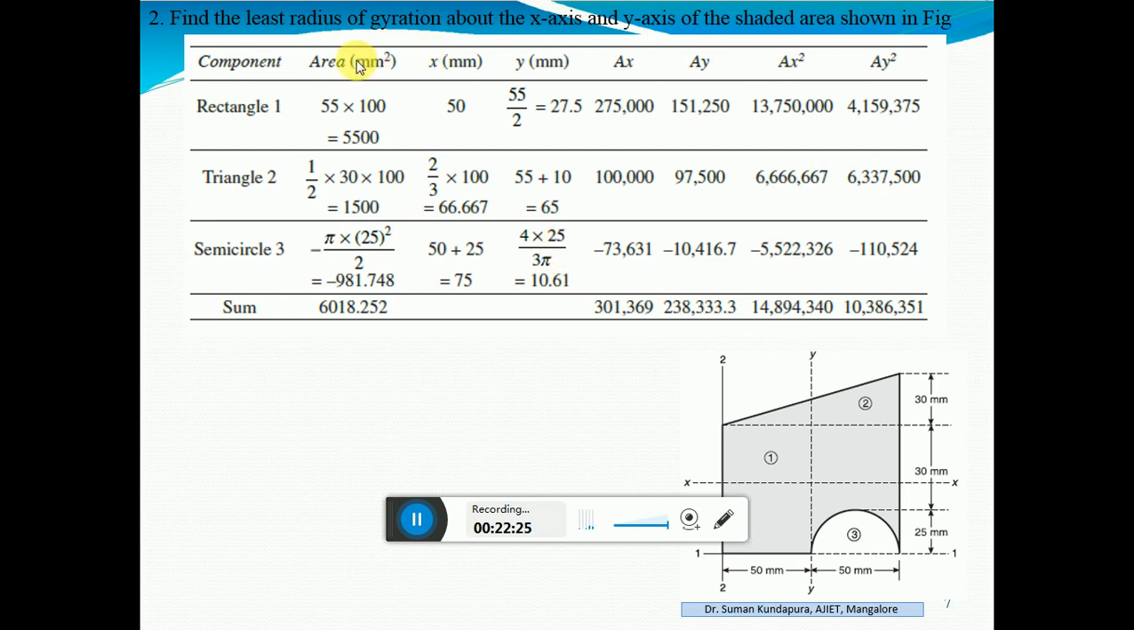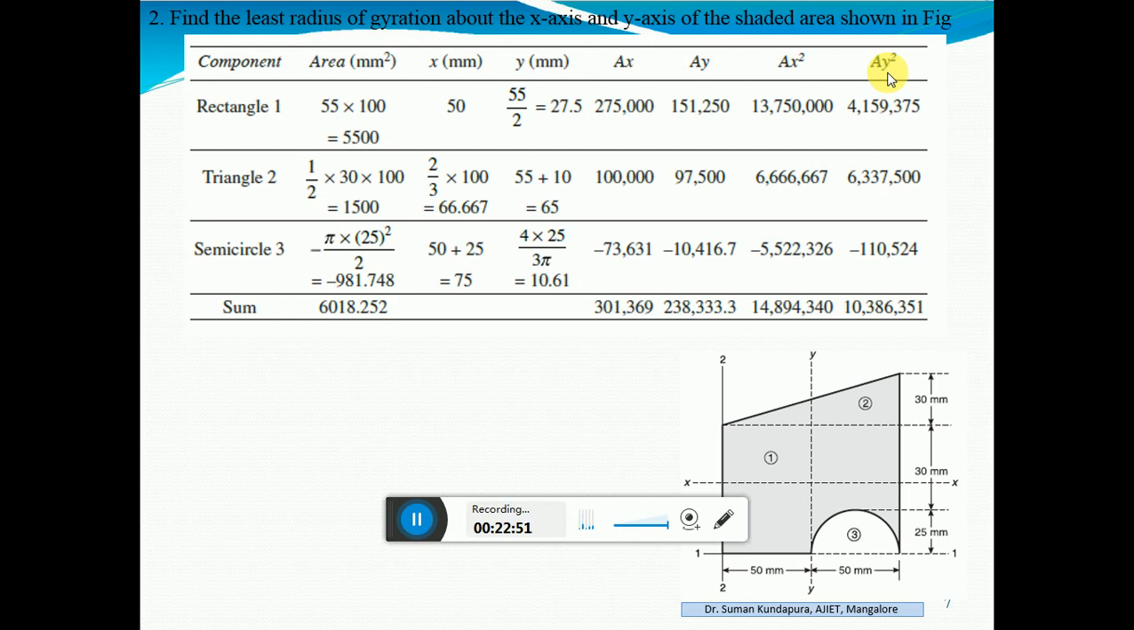Okay. Then a into x, ax. Likewise, multiply all the a's with x and you will get ax. Multiply all the a with y, you will get ay. Then ax with x once again, you will get ax square. Ay with y once again, you will get ay square.